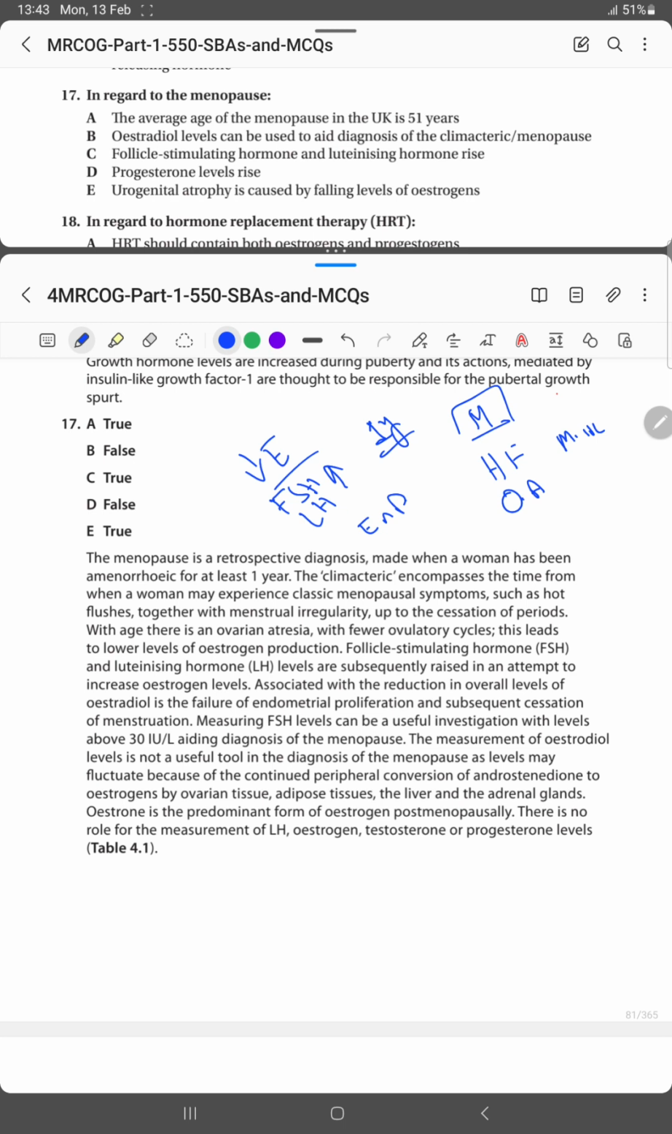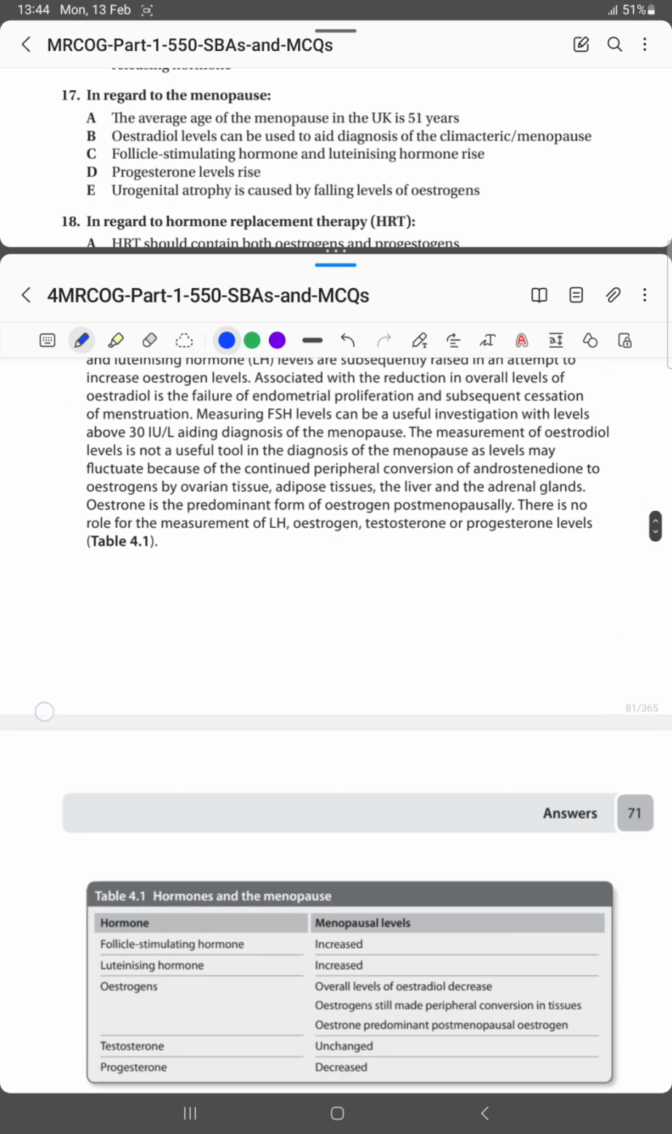Measuring FSH is a very useful investigation. Levels of more than 30 international units per liter are considered to be diagnostic for the menopause. The measurement of estradiol levels is not a very useful tool, because there are other compensatory functions which lead to the conversion of androstenedione to estrogen by the ovarian tissue, adipose tissue, the liver and adrenal glands. Estrone is the predominant form of estrogen postmenopausally, and there is no role for the measurement of LH, estrogen, testosterone, or progesterone level.